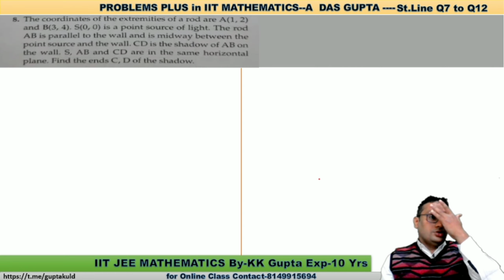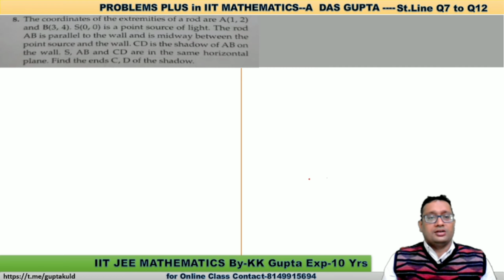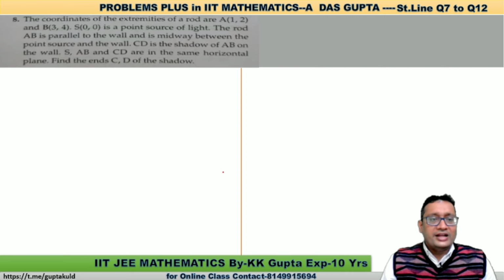Question number 8. The coordinates of the extremities of a rod are A (1, 2) and B (3, 4). S (0, 0) is a point source of light. The rod AB is parallel to the wall and it is midway between the point source and the wall. CD is the shadow of AB on the wall from S. AB and CD are in the same horizontal plane. Find the end points C and D of the shadow.